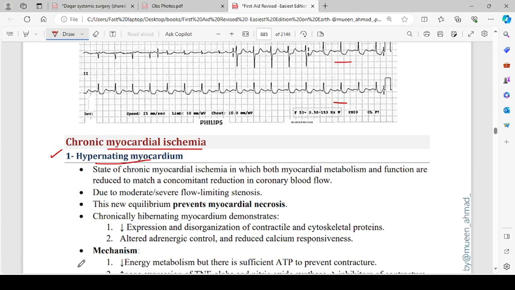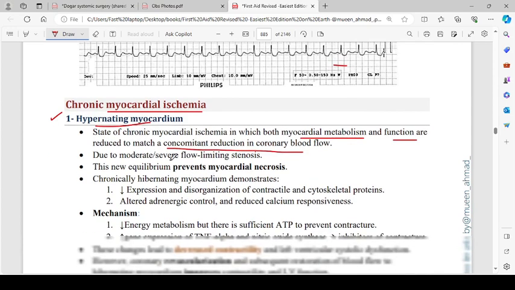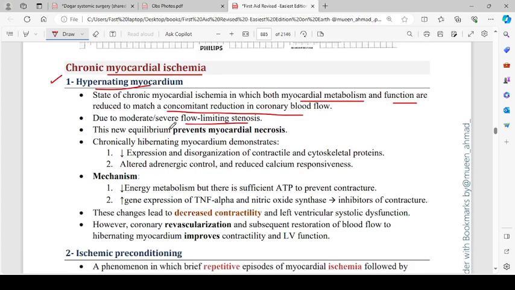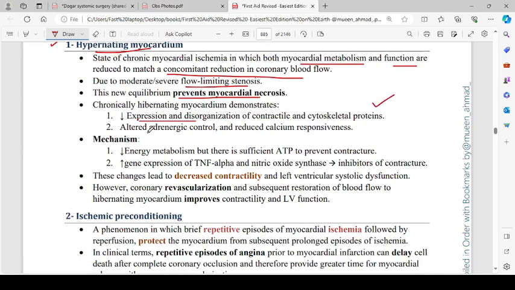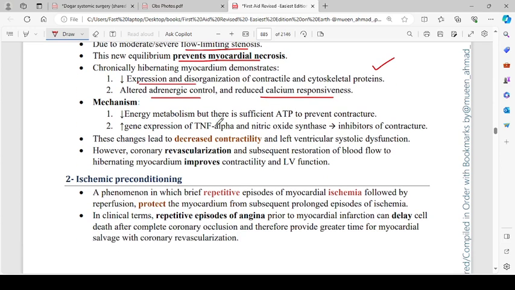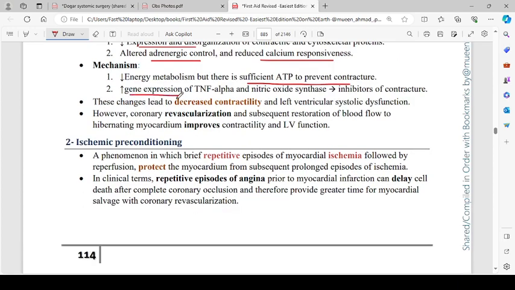So it is a state of chronic myocardial ischemia in which both myocardial metabolism and function are reduced to match a concomitant reduction in the coronary blood flow. Due to moderate to severe blood flow limiting stenosis, this new equilibrium prevents myocardial necrosis. Chronically hibernating myocardium demonstrates decreased expression and disorganization of the contractile and cytoskeletal proteins, altered adrenergic control, and reduced calcium responsiveness. Mechanism: decreased energy metabolism, but there is sufficient ATP to prevent contracture. Increased gene expression of tumor necrosis factor alpha and nitric oxide synthase, that are inhibitors of contracture.